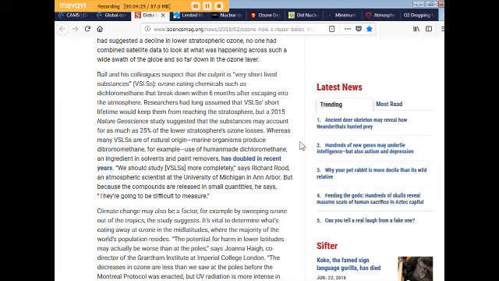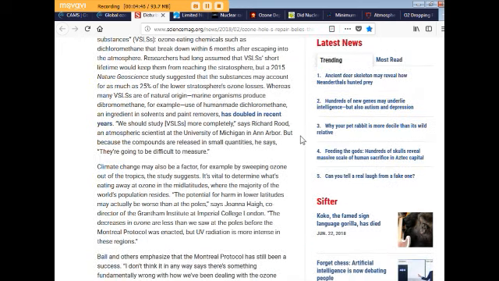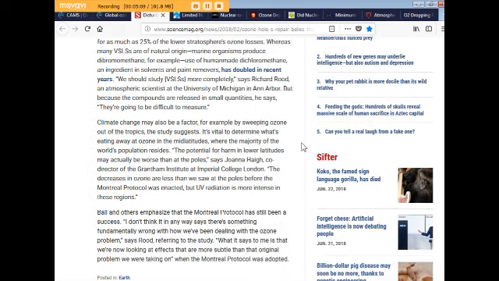Whereas many VLSSs are of natural origin, marine organisms produce dibromomethane. For example, use of human-made dichloromethane, an ingredient in solvents and paint removers, has doubled in recent years. We should study VLSSs more completely, says Richard Rood, an atmospheric scientist at the University of Michigan in Ann Arbor, but because the compounds are released in small quantities, he says they're going to be difficult to measure.